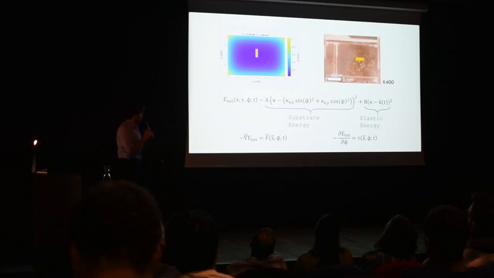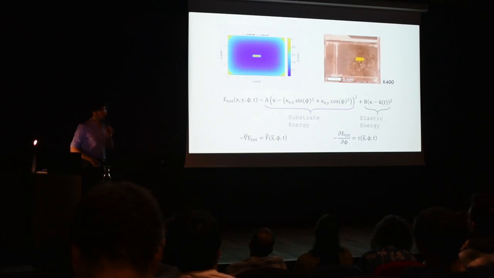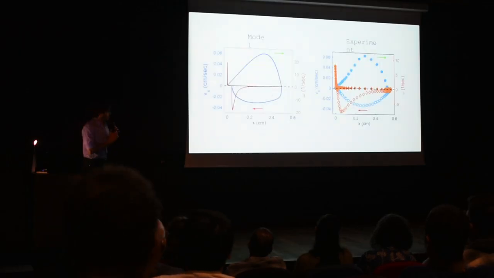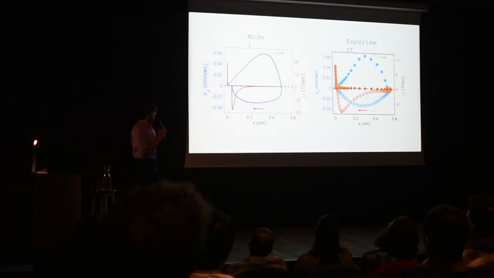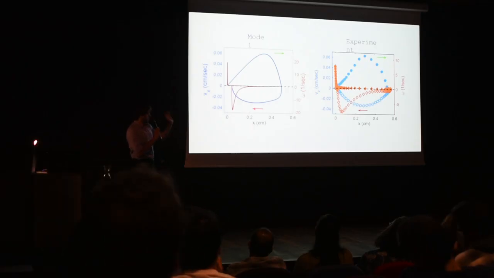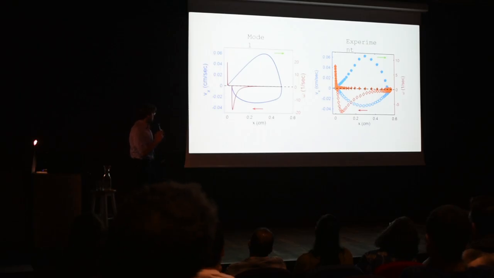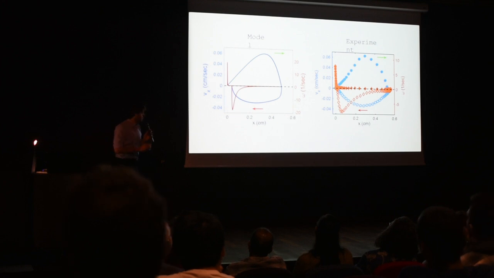We can derive the forces, and we can numerically compute the trajectories and recover the motion that we saw in the experiments. We can also measure the velocity profiles and compare them to the theoretical or numerical solutions that we got, and see that there is a nice resemblance between the two.